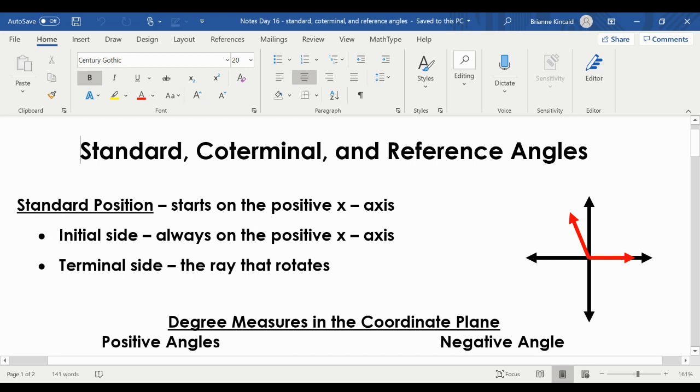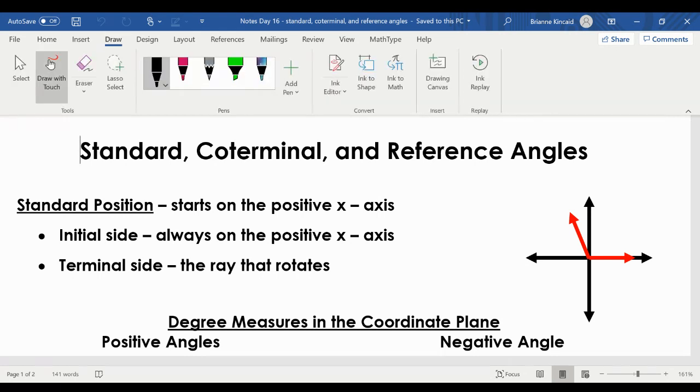Hey everyone, this video is to help you with angles in standard form, talking about coterminal angles, and then also reference angles. An angle that's in standard form or standard position starts on the positive x-axis. We have two different sides, what we call the initial side. Now, initial is the starting, so it's always where we start on the positive x-axis.